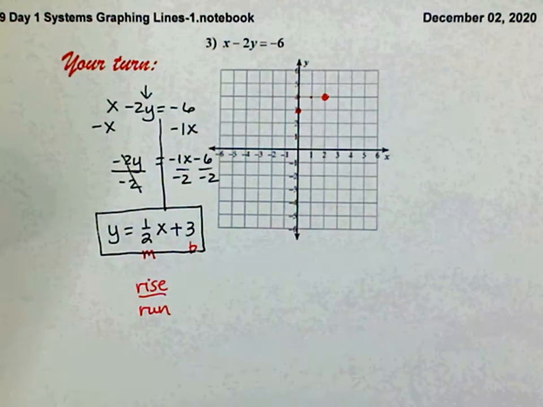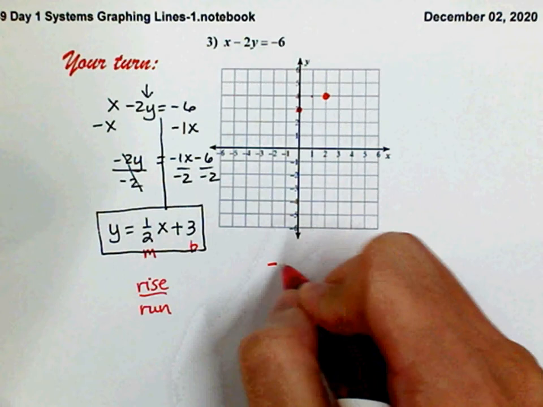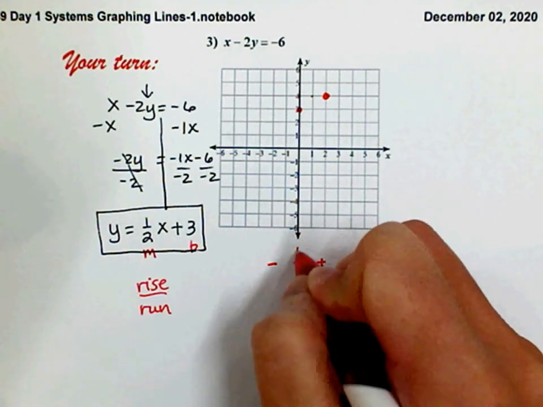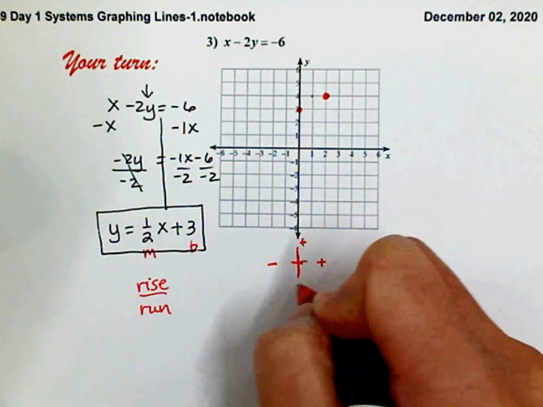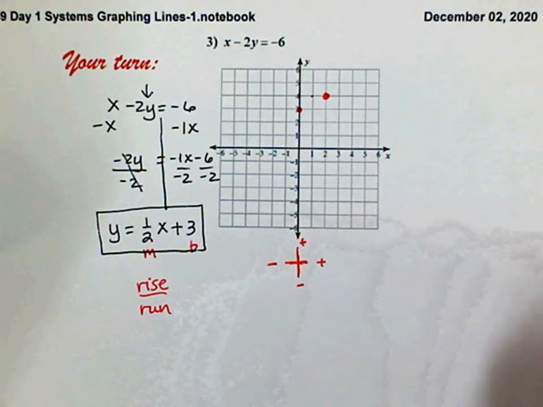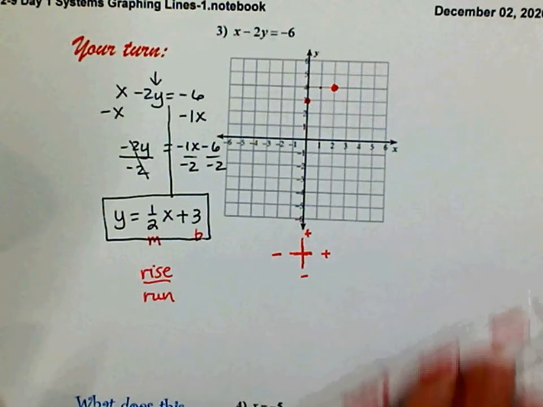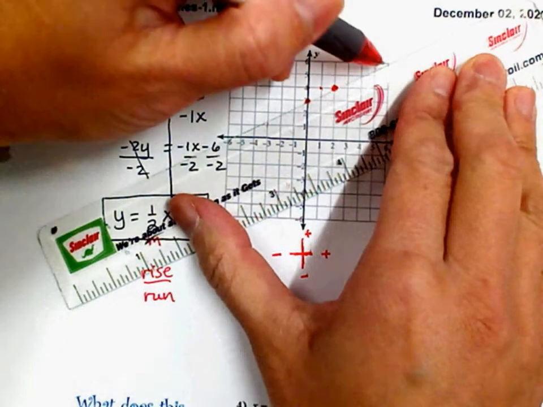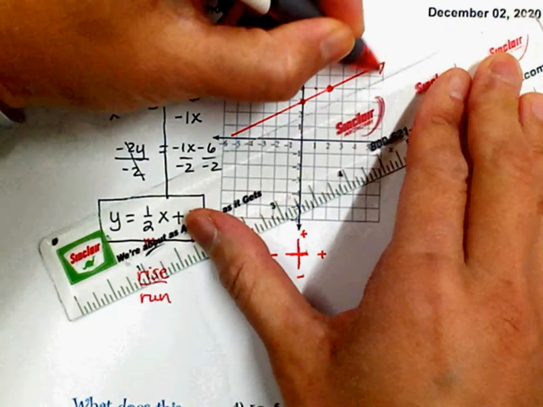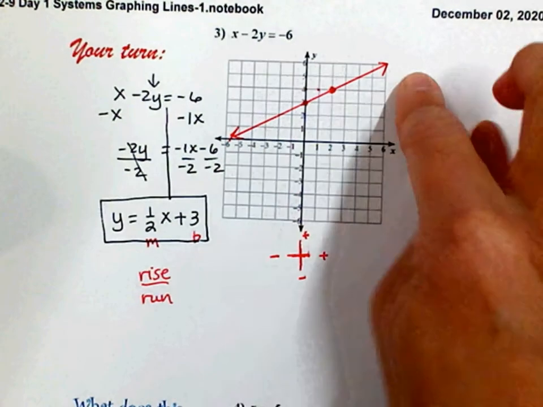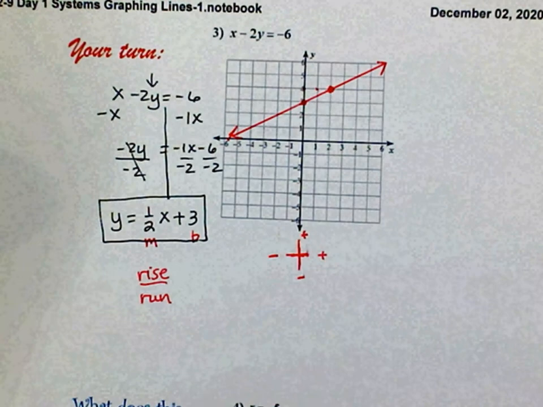Remember, negative goes to the left. Here's your origin. Positive goes to the right. Positive goes up. Negative goes down. Okay? Just remember how to graph that. And there's my 2 points. Connect them. Draw your arrows. And there's your line. Try to draw through the graph, not just a little piece. Okay? That's going to help you on day 2.